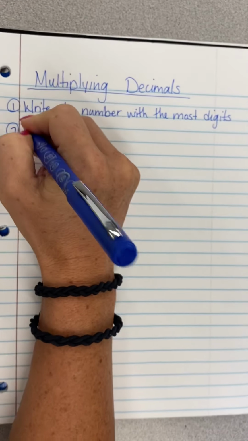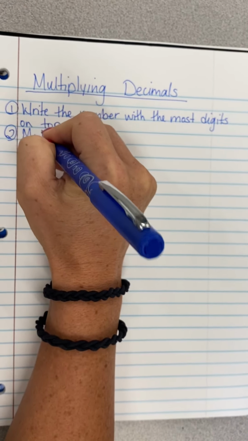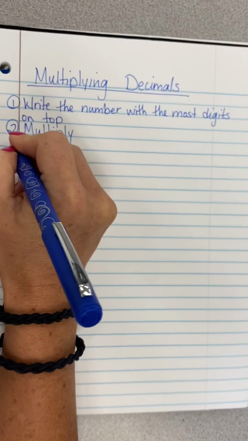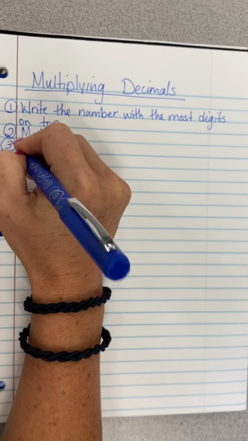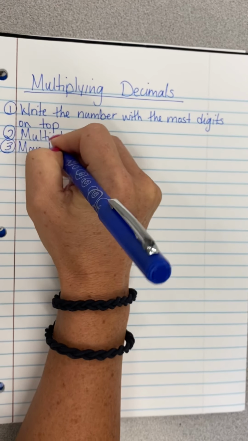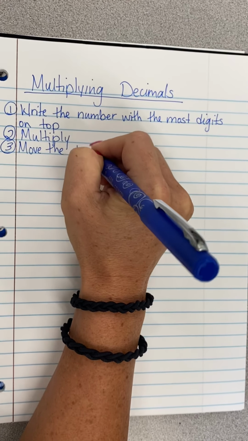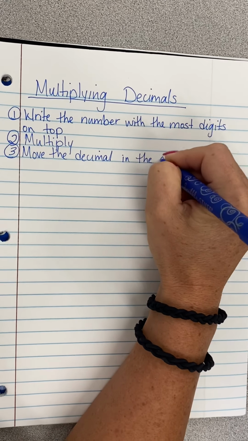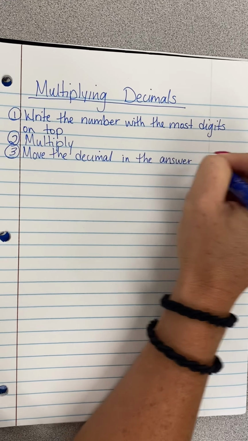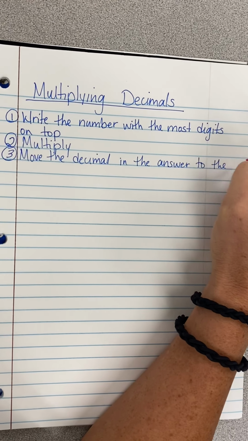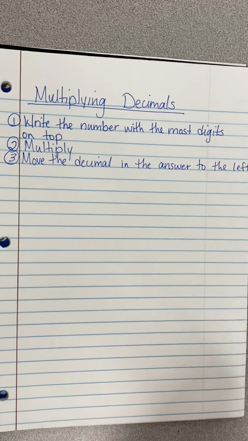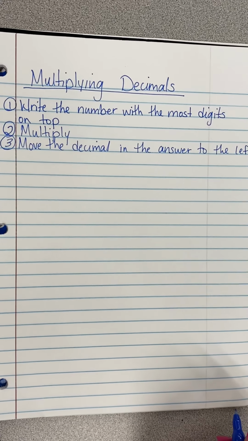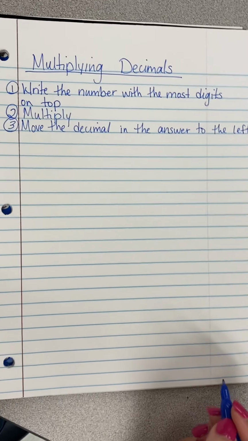Number 2, you're going to multiply just like normal. And then number 3, we need to then move the decimal in the answer to the left. And I'll show you how we do that. Let's look at an example to see.